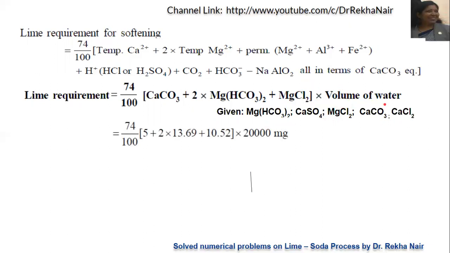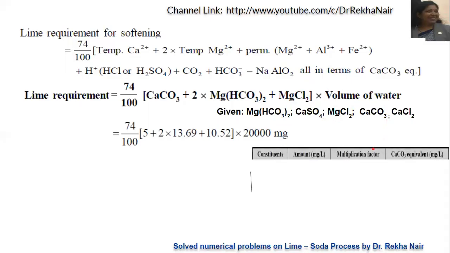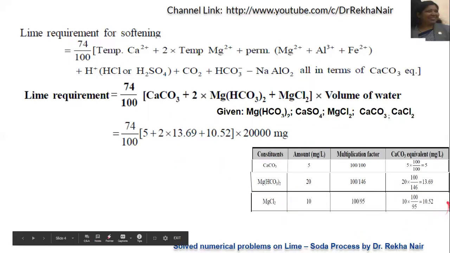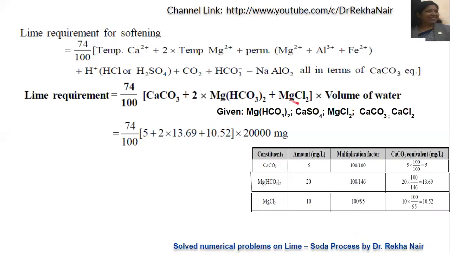So that will come out to be, you can see the table again. Calcium carbonate, the CaCO3 equivalent was 5. So we can put that 5 here. For magnesium bicarbonate, it was 13.69. So 2 multiplied by 13.69. And magnesium chloride is 10.52. You can put all these things. And volume of water is 20,000 liter.